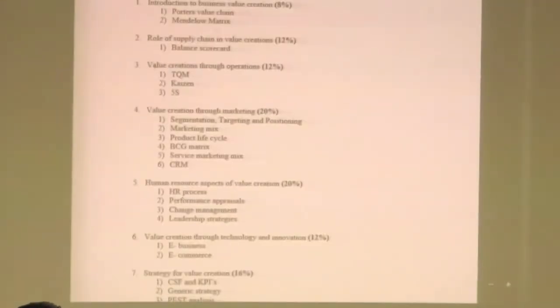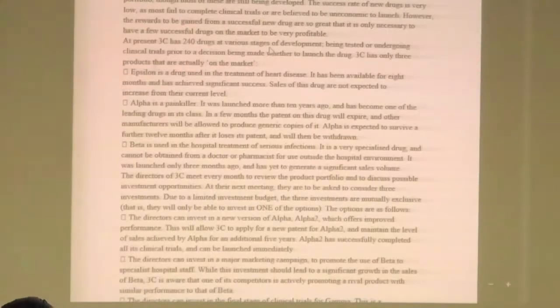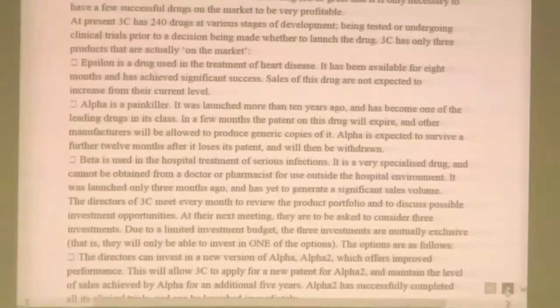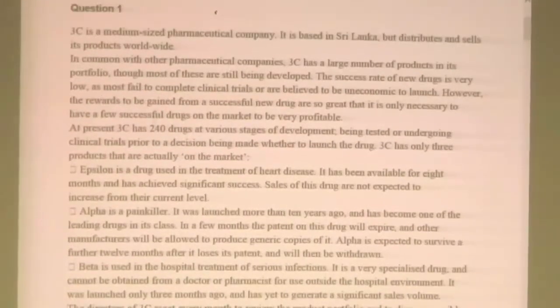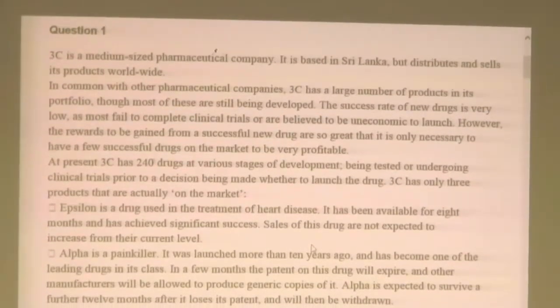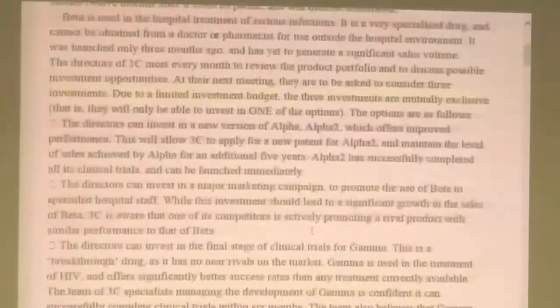Yeah. So guys, this is the question. I hope it is very clear. So this is question number 1. There you go. I think now it is better. Yes. So we'll start with the requirement.